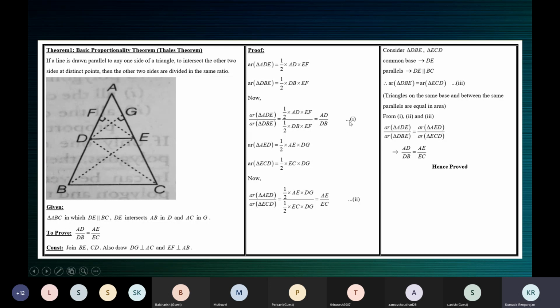So I've marked this one result 1, this result 2, and this one 3. So from results 1, 2, and 3, it follows that this one is equal to this one, which again means this is equal to this.